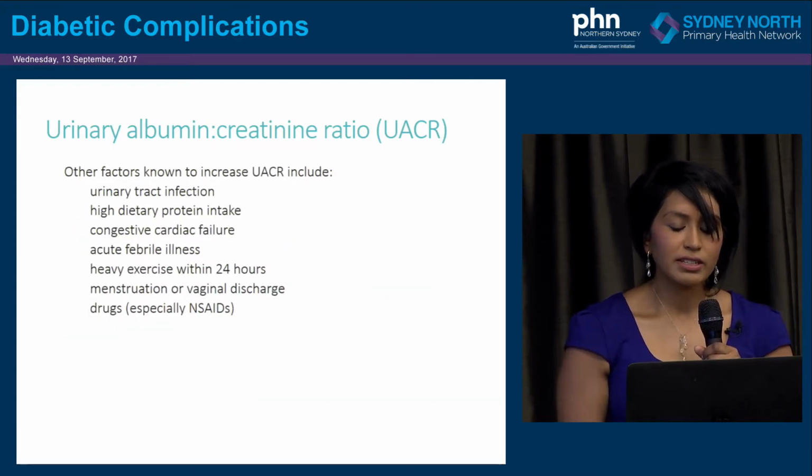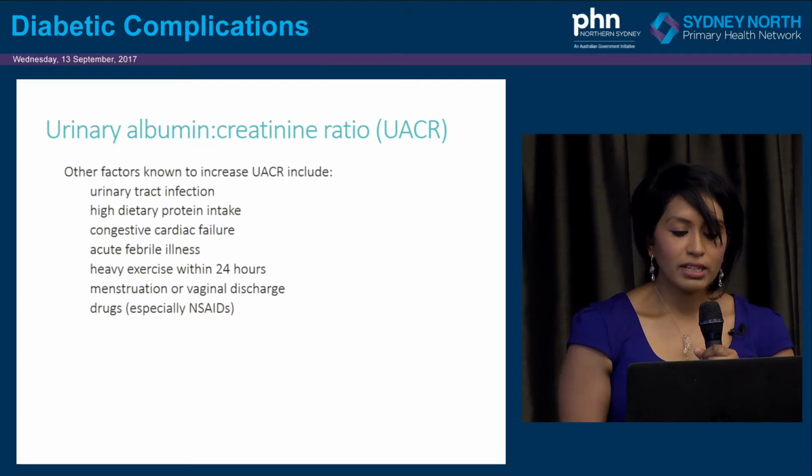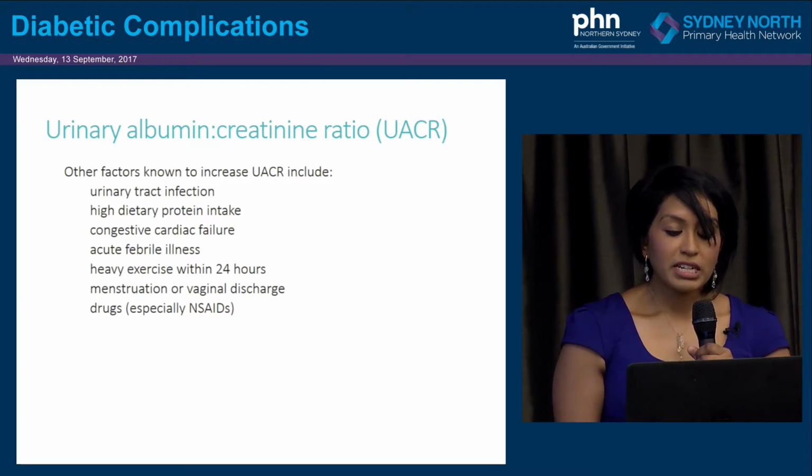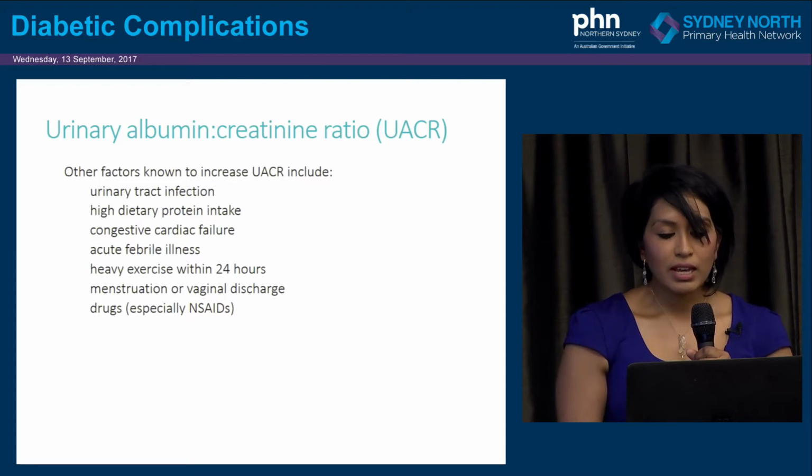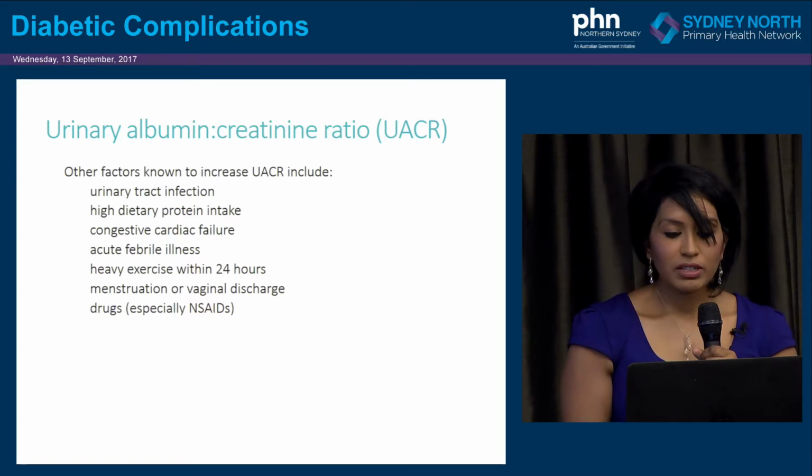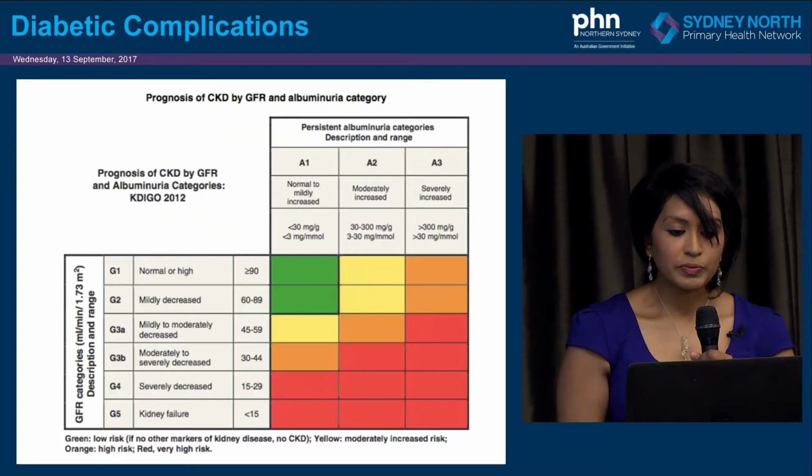There are a few things that do influence urine albumin creatinine ratios, particularly a urinary tract infection, so you might want to exclude that. High dietary protein intake, heart failure, a febrile illness, heavy exercise, menstruation and vaginal discharge in women, and non-steroidals. But I guess if you're checking it over the 3 to 6 month period, then it's pretty reliable.